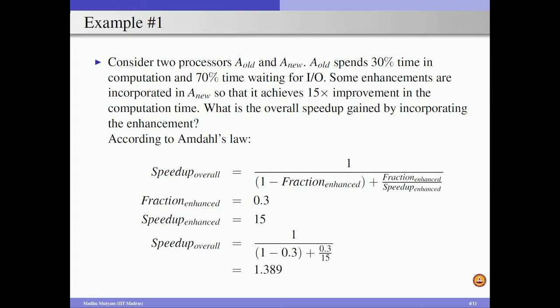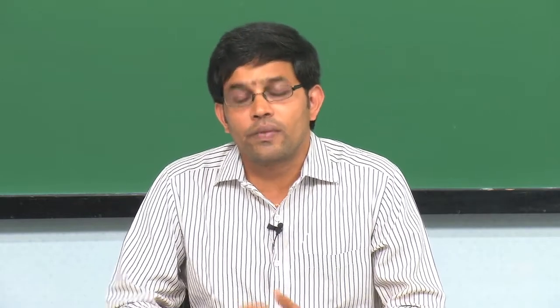Substituting these values, we will get a speedup overall of 1.389. This effectively says that a new processor will have 1.389 times speedup with respect to A old. So effectively we can go for this enhancement and improve the performance.